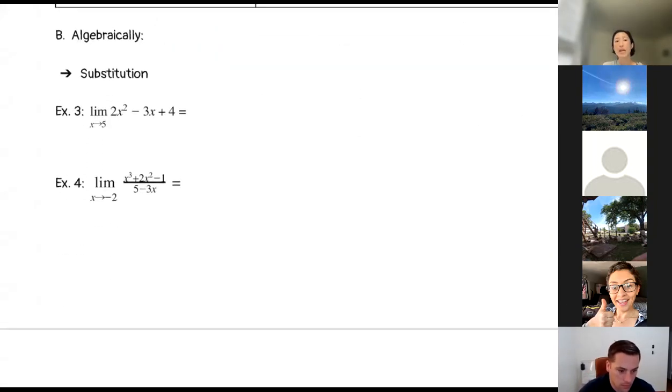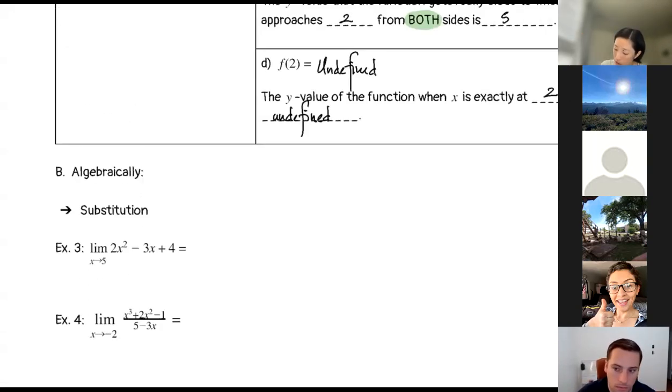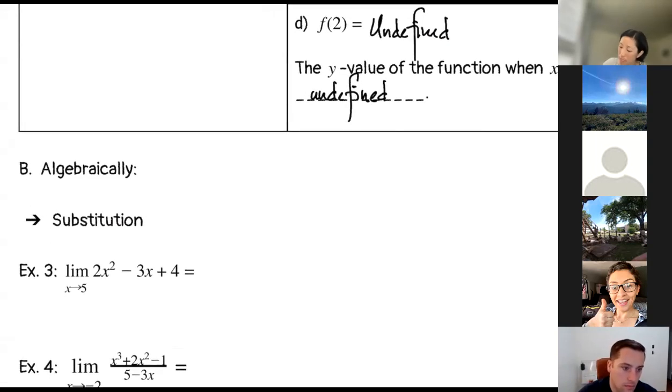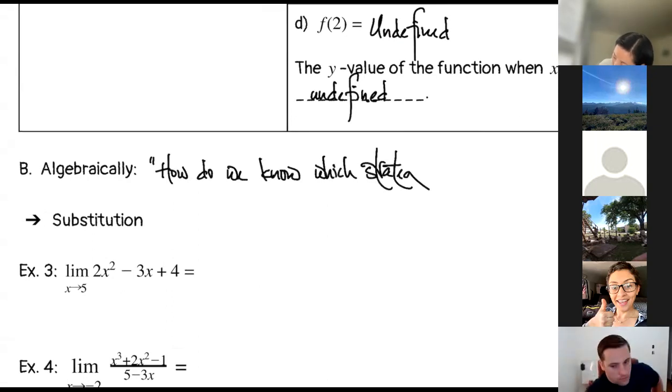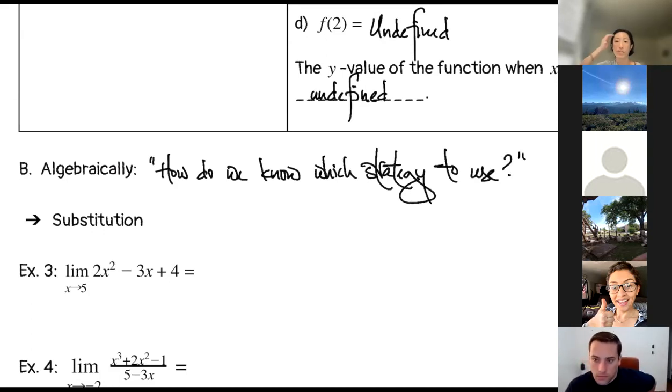With the algebraic part, what we're going to look at today and tomorrow is a lot of different techniques. The biggest challenge here is not necessarily that one technique is hard or easy, but the question is, how do we know when to use which one? That is a very big question that we want to make sure we keep in mind. How do we know which strategy to use?